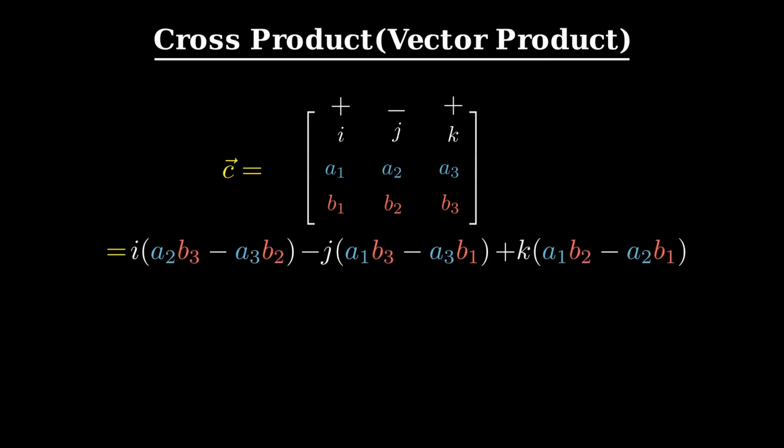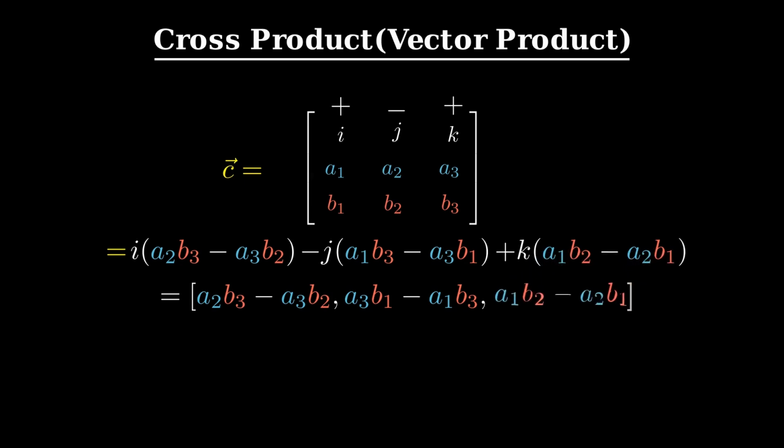i, j, k just represents the x, y, and z axis respectively. We rewrite the equation as open square bracket a2b3 minus a3b2, comma. Using the minus sign in front of j, we open the brackets. We then have a3b1 minus a1b3, comma, a1b2 minus a2b1, close square brackets. So that's it. That's how you deduce the algebraic formula for cross product. Very easy. I suggest you practice it a few times just to fully understand it.